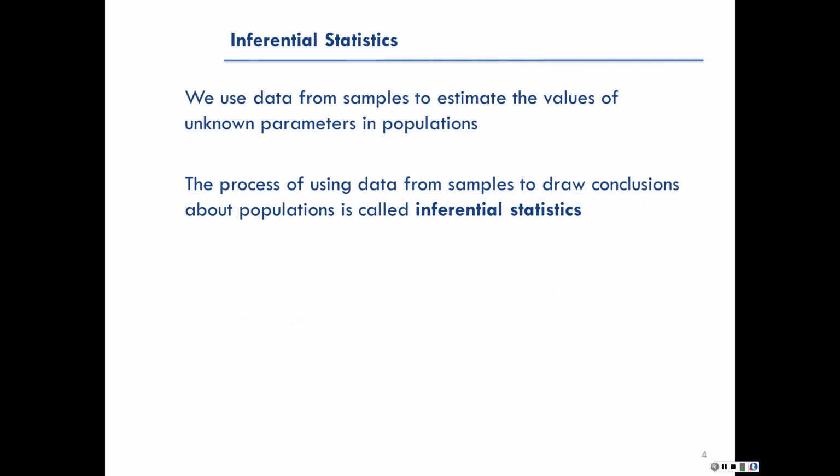All right, so let's start by talking about point estimators, confidence intervals, and the t-distribution. So we're moving now into a new area of statistics, the area of inferential statistics, and we're using data from samples to estimate the values of unknown parameters in populations. And so inferential statistics is this process of using data from samples to draw conclusions about populations.